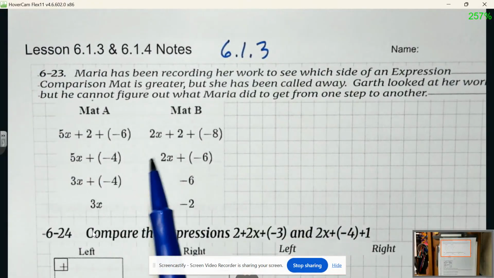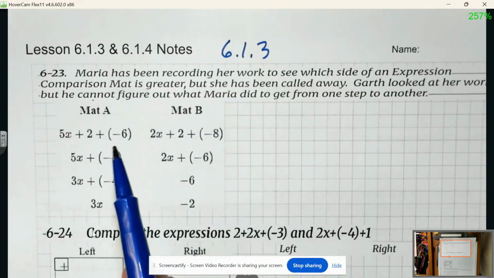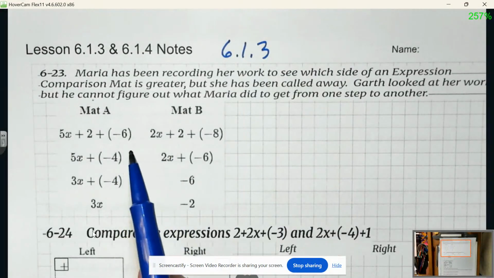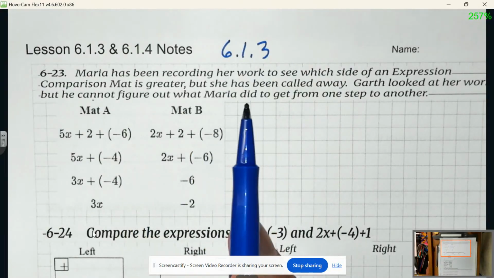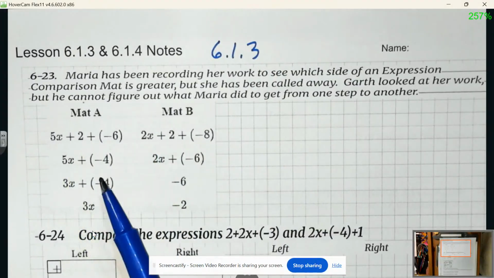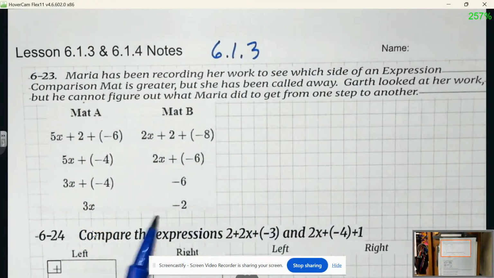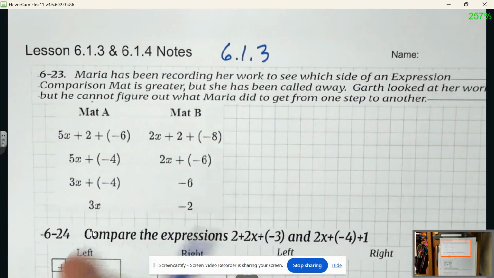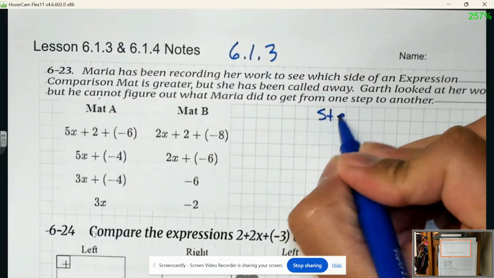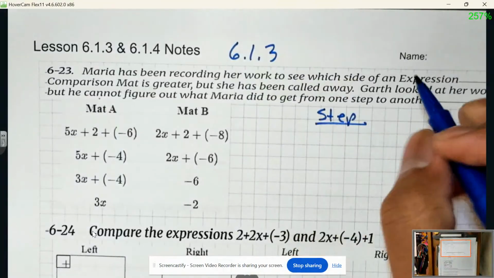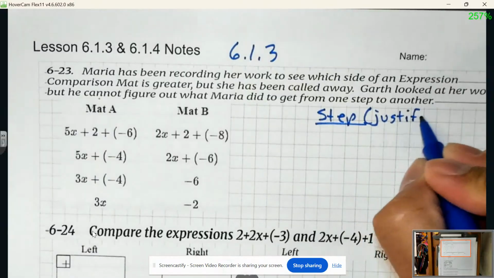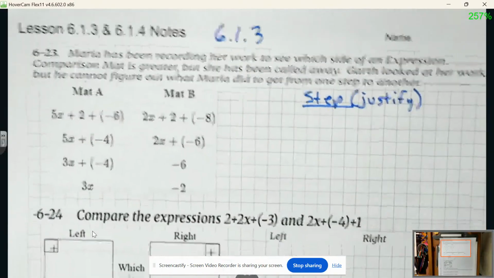So our first problem, Maria is working on a set of comparison mats, and she has been called away. So Garth looked at her work, but he can't figure out what Maria did to get from one step to another. She didn't justify her steps. So what we need to do is justify what that step was that Maria took. We're going to justify her moves. To justify means basically to give a reason.